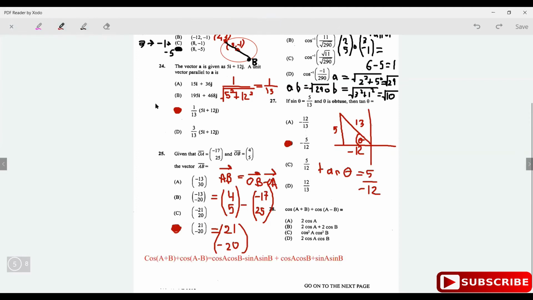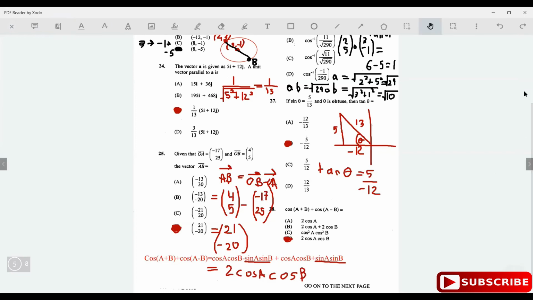Now notice what happened. Minus sine A sine B and plus sine A sine B cancel. And so you're left with cos A cos B plus cos A cos B, which is 2 cos A cos B. And that's option D. That's question 28.